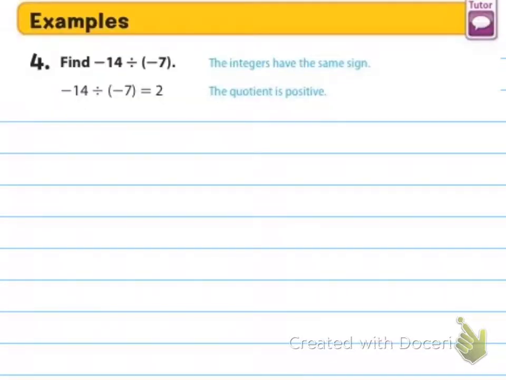So -14 divided by -7 will make a +2. A negative divided by a negative. And setting it up as a fraction, look what I would do. Oh, these two negatives cancel out.